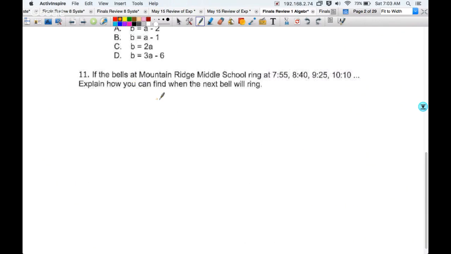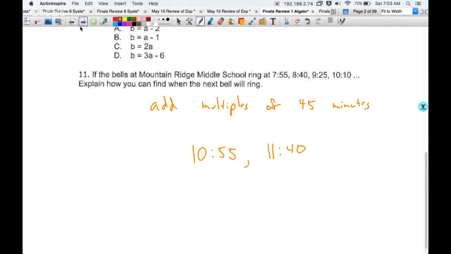Explain how you can find when the next bell will ring. Well, they're each spaced out by 45 minutes, so just add multiples of 45 minutes. So the next bell will be at 10:55 and then at 11:40. All right, next homework.